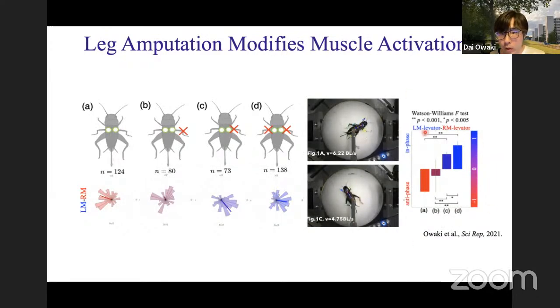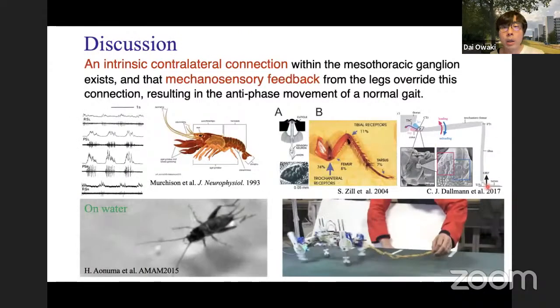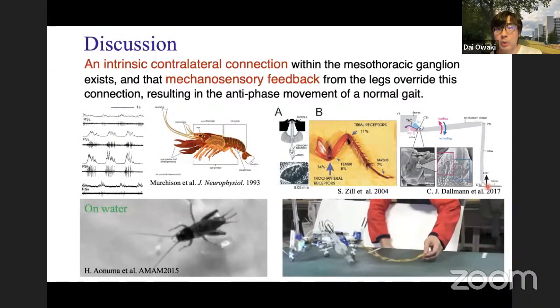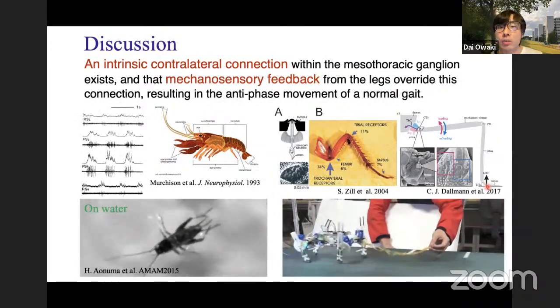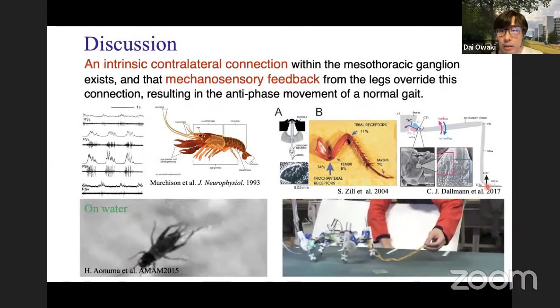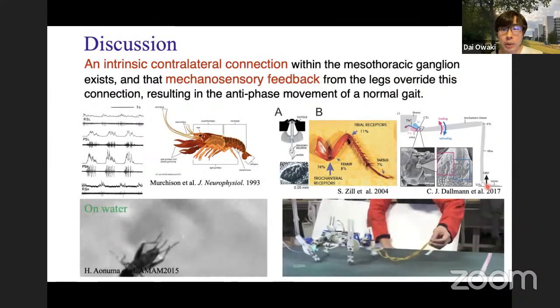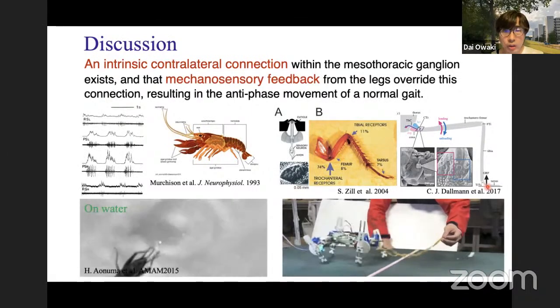So this right panel shows the average phase and standard deviation over these four conditions, A, B, C, D. And these results indicate that the timing of muscle activation between the left and right middle legs is modulated from anti-phase to in-phase synchronization through this experiment. So we found that the activation timing of the levator muscles in both middle legs tends to synchronize in phase when both legs were amputated at the CTR joint.